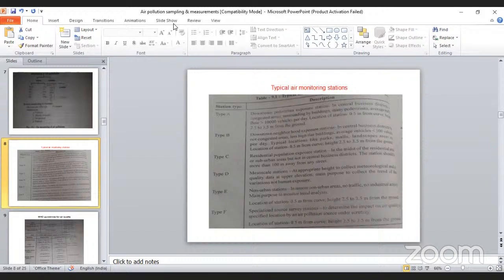Type A, about that I wanted to speak, means downtown pedestrian way. The average traffic level must be more than 10,000 vehicles per day. More than 10,000 vehicles per day.